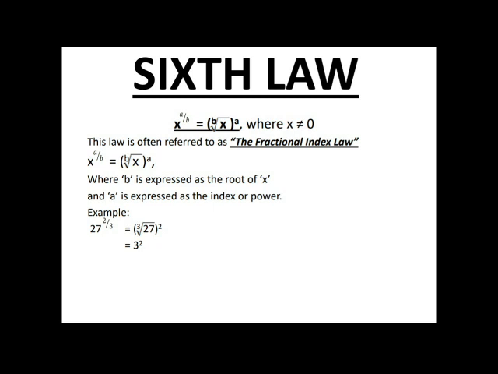A brief look at this example. We have the example as 27 raised to the power of 2 over 3 to be equal to 3 root 27 raised to the power of 2. We have our 3, which is the denominator of the fractional index, expressed as the root of the base, and 2, which is the numerator of the fractional index, expressed as the power of the base. Now 3 root 27 gives us 3, because 3 raised to the power of 3 equals 27, and our 3 raised to the power of 2 will give us 9 if we work it out.